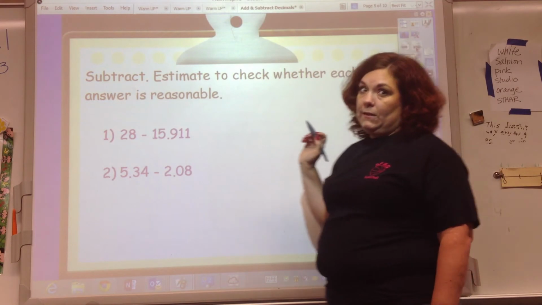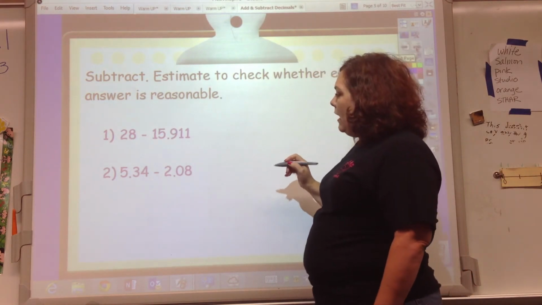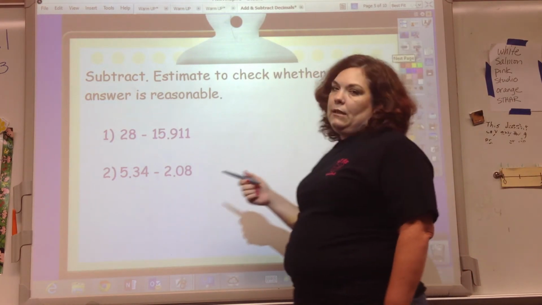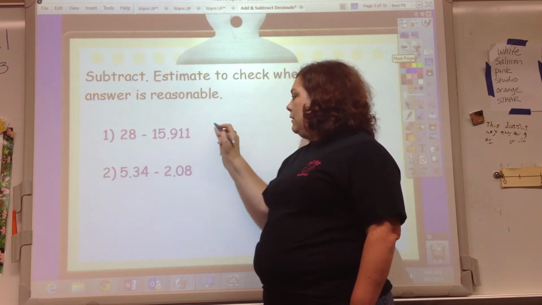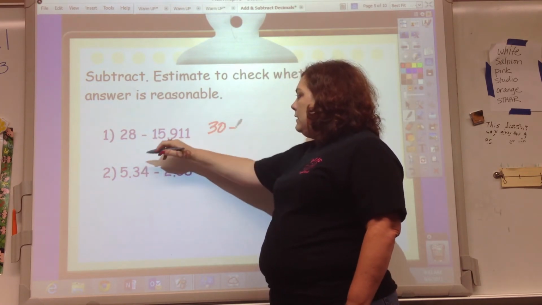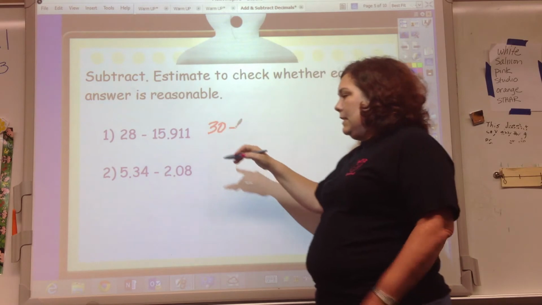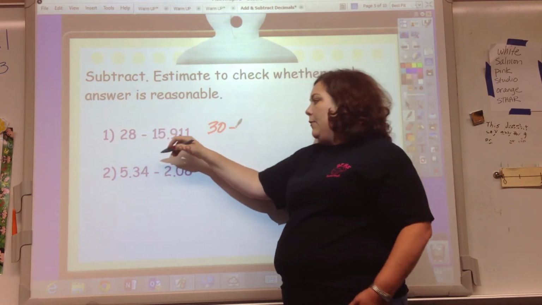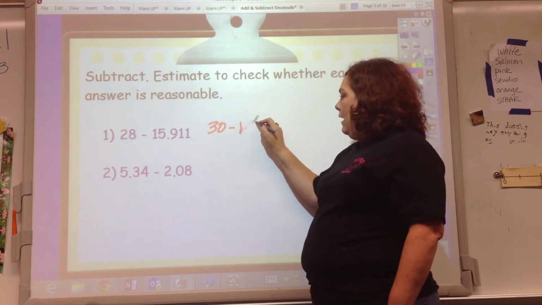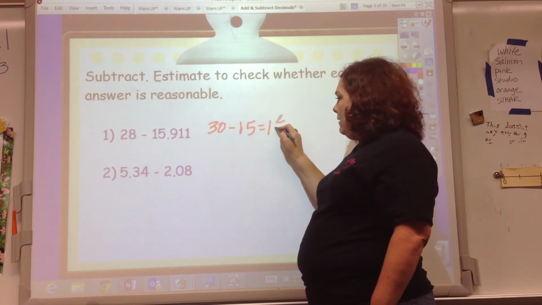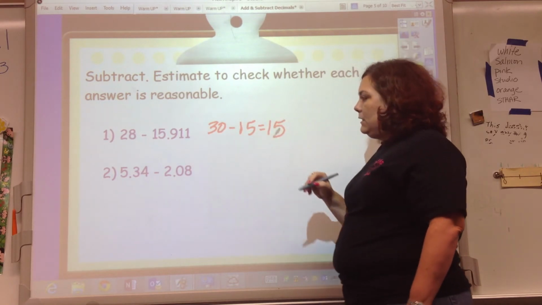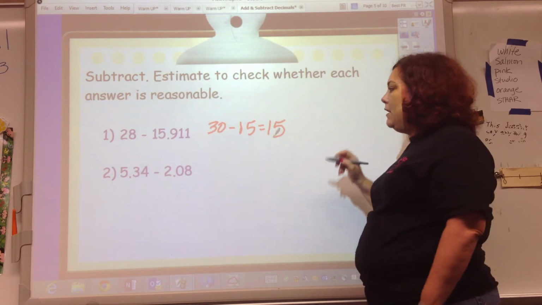Now subtracting. Let's estimate this one first. I'm going to make the numbers easy, and I'm going to round this to 30, and this to 15, even though it goes to 16. I went up by 2 here, I can go up by 1 here. And so that answer is 15, because 30 minus 15 is 15. That was real easy in my head.